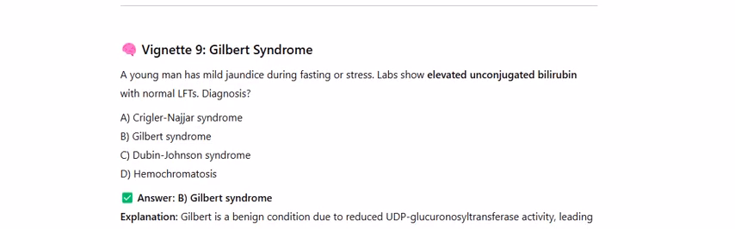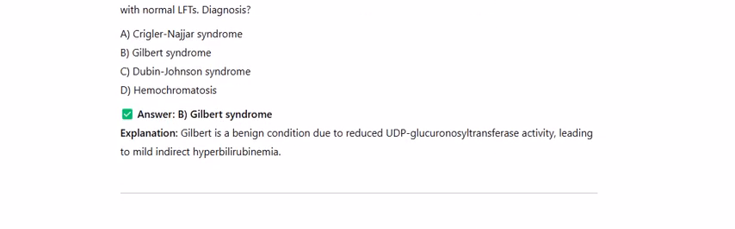Vignette 9: Gilbert syndrome. A young man has mild jaundice during fasting or stress. Labs show elevated unconjugated bilirubin with normal LFTs. Diagnosis: A. Crigler-Najjar syndrome, B. Gilbert syndrome, C. Dubin-Johnson syndrome, D. Hemochromatosis. Answer B. Gilbert syndrome. Explanation: Gilbert is a benign condition due to reduced UDP-glucuronosyltransferase activity, leading to mild indirect hyperbilirubinemia.